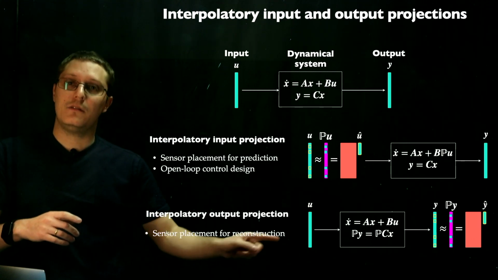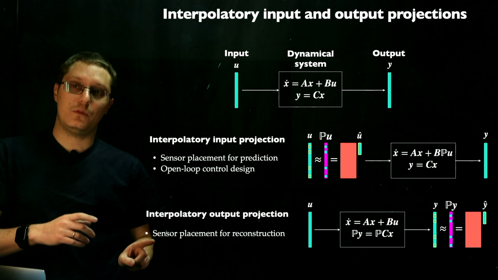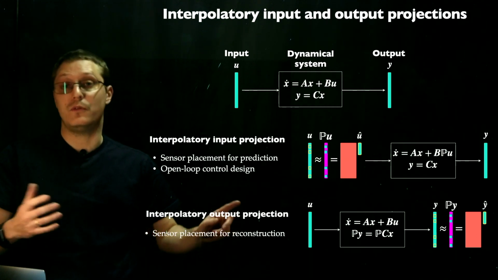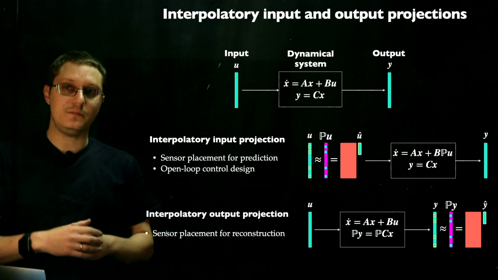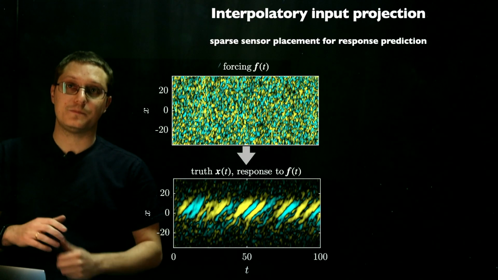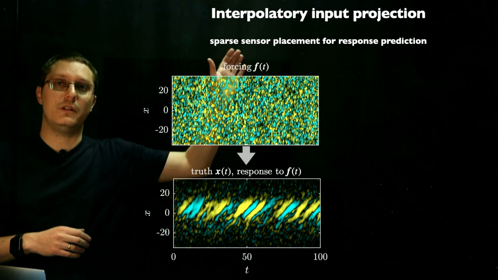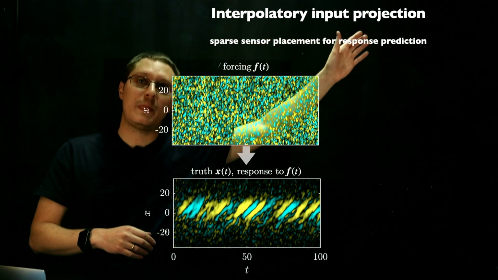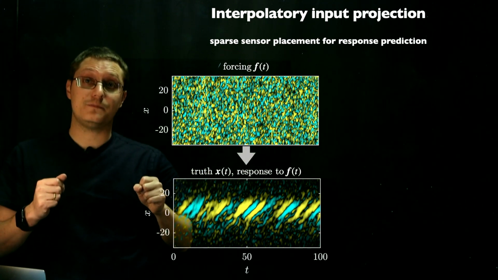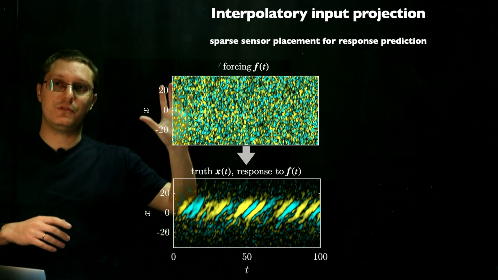Okay, and for the output projections, what we propose is to do sensor placement for state reconstruction or for output reconstruction. Okay, so I will go into two of the examples just to give you an idea. And the first one is for interpolatory input projection. So we're projecting inputs or a forcing field in this case. So let me first introduce the problem here.